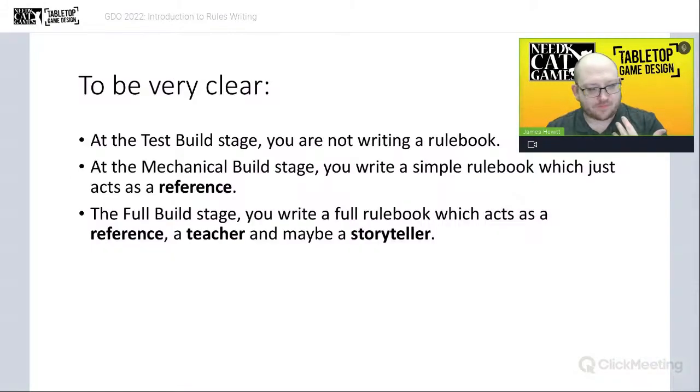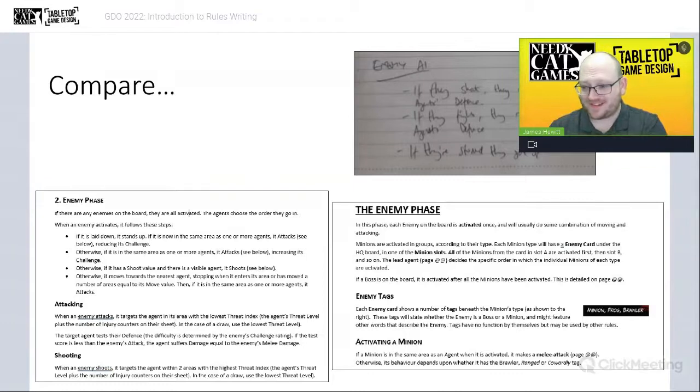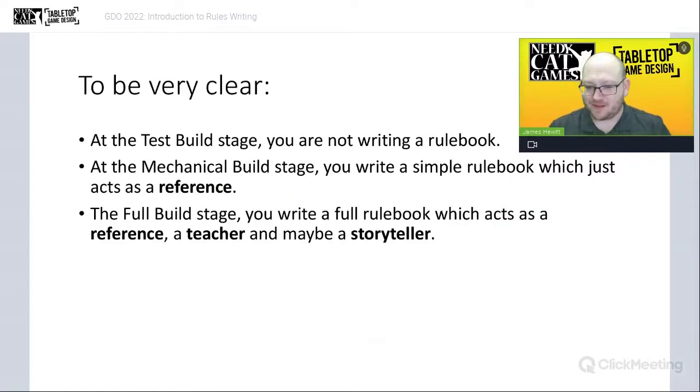To be clear, I would say that what you're doing at the test build stage, that's not a rule book, that's notes. Mechanical build, you're writing a simple rule book, which is basically a reference. I would even call it a rules reference. Full build is where you're really writing a rule book. Mechanical build is a simplified rule book.